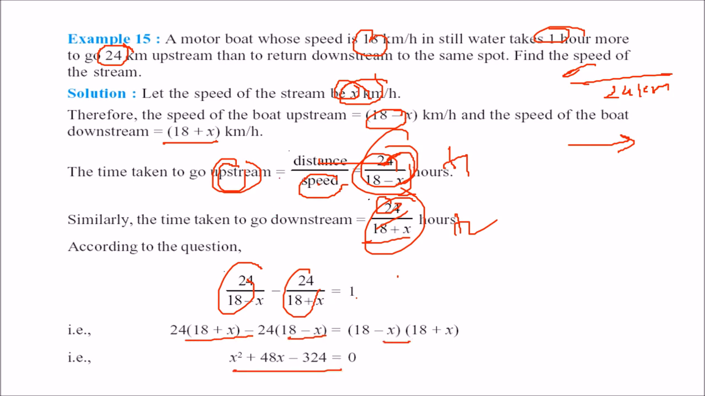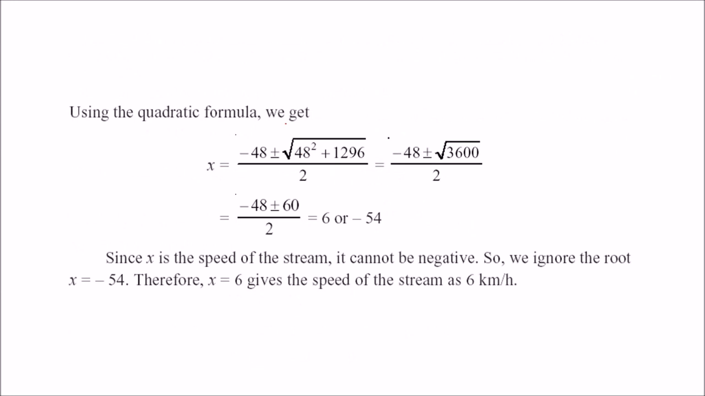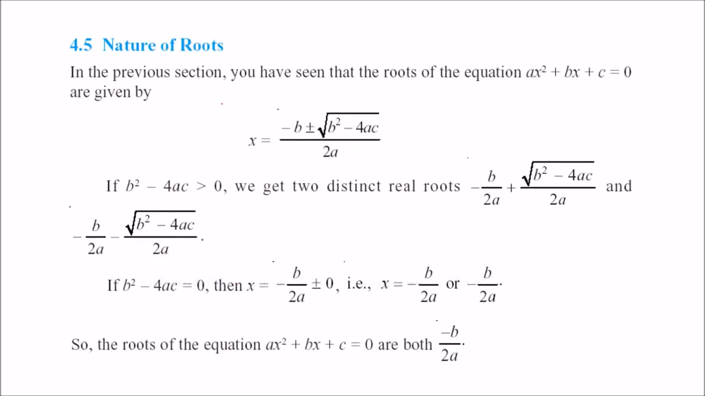You'll get x square plus 48x minus 324. Use Sridharacharya formula, that is the quadratic formula. Minus b plus minus under root b square minus 4ac by 2a, the square root of 3600 gives you 60. So x is 6 and minus 54, which we will discard. We'll only use x equal to 6. And by this we know that the speed of the stream is 6 km an hour.